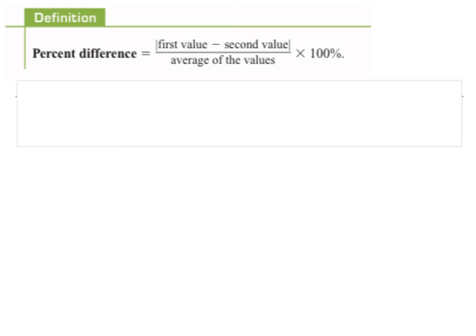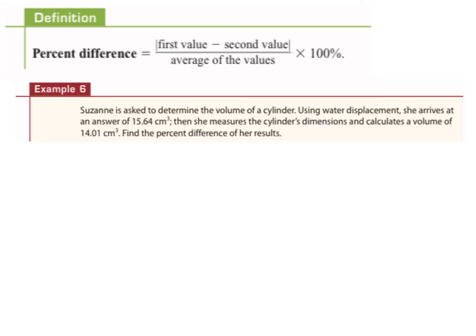All right, so let's look at this example. We have Suzanne is asked to determine the volume of a cylinder. Using water displacement, she arrives at the answer 15.64. Then she measures the dimensions and calculates a volume of 14.01. Find the percent difference, okay? So percent error is what you got minus what you expected divided by what you expected. That is percent error. This is percent difference, all right?